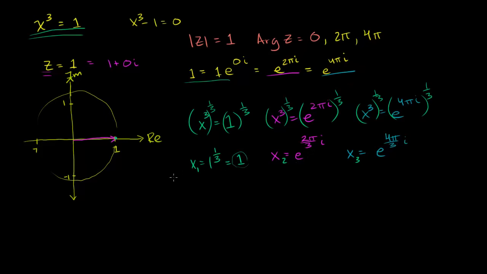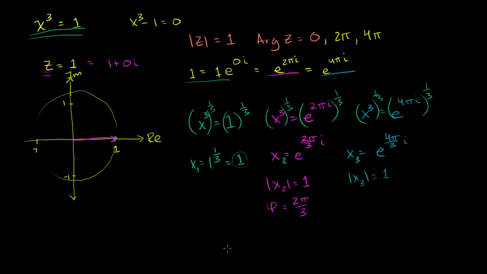So let's visualize these numbers a little bit. What is the argument? The magnitude of x2 is still clearly 1. It's the coefficient out in front of the e. The magnitude of x3 is also clearly going to be 1. But what is the argument of x2? What is phi? Well, it's 2 pi over 3.